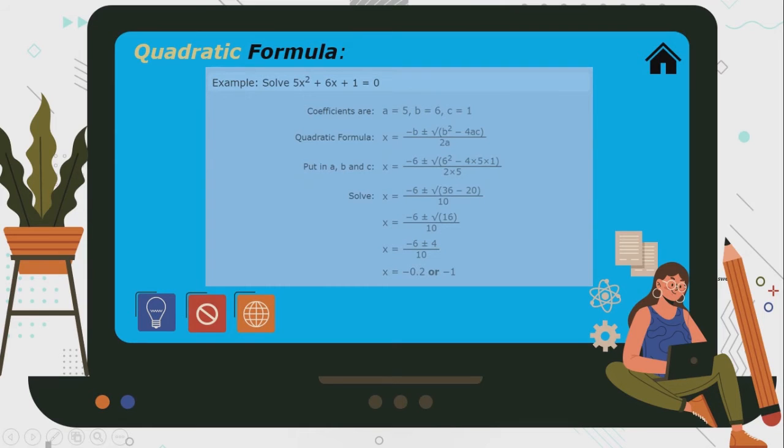4 times 5 times 1, divided by 2 times 5. So x equals minus 6 plus or minus the root of 36 minus 20, divided by 10, and we get x equals minus 6 plus or minus the root of 16, divided by 10, and we get x equals minus 6 plus or minus 4, divided by 10. So we get the answer x equals minus 0.2 or minus 1.